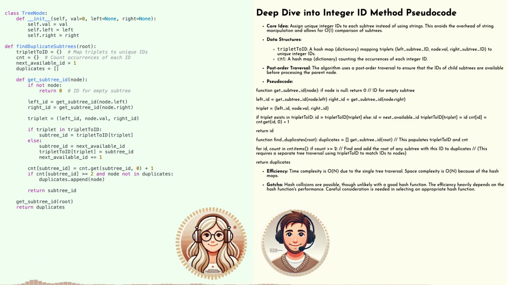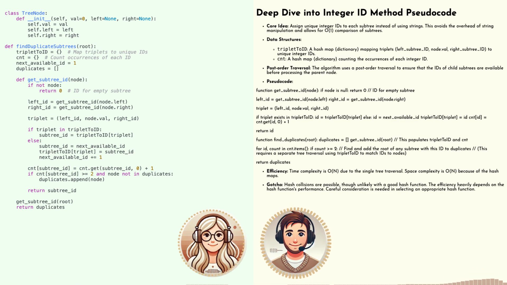Precisely. So if we stumble upon that same ID again as we're traversing the tree, we know we've found a duplicate. It's like recognizing that same fingerprint twice. Exactly. And because we're working with these integer IDs, comparing them for duplicates is blazing fast, much more efficient than comparing those potentially long strings. I'm really starting to see the elegance of this approach.